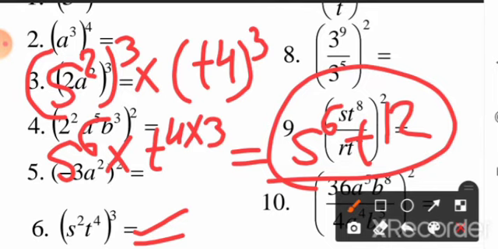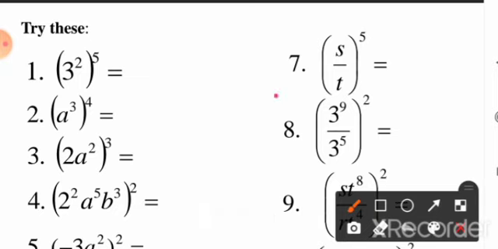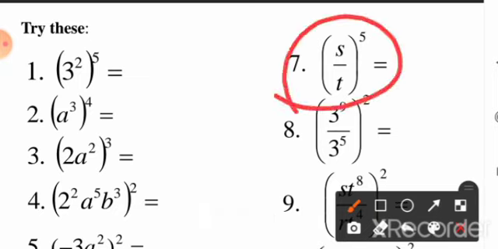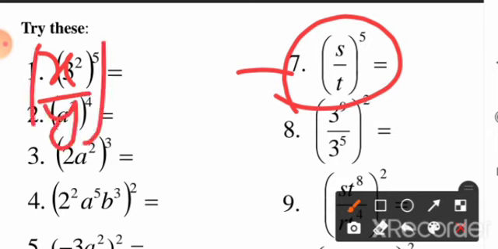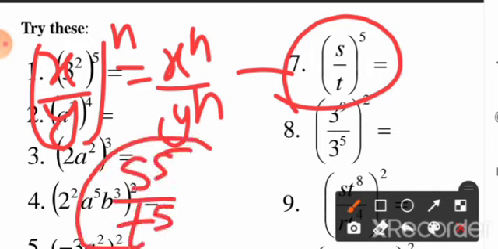Next one, question number 7. Using this law of exponent, the fifth or sixth law of exponent, x upon y, whole power n, is equal to x power n and y power n separately. So using this identity, you can calculate directly s power 5 upon t power 5. It's the answer, s power 5 upon t power 5.